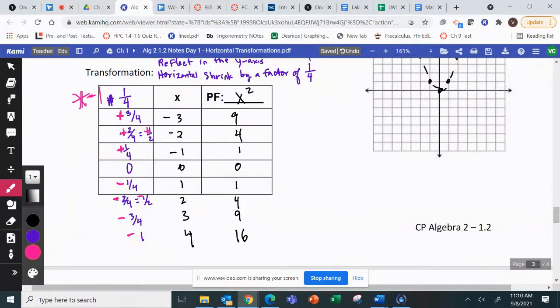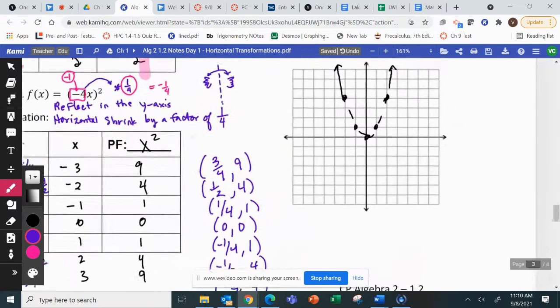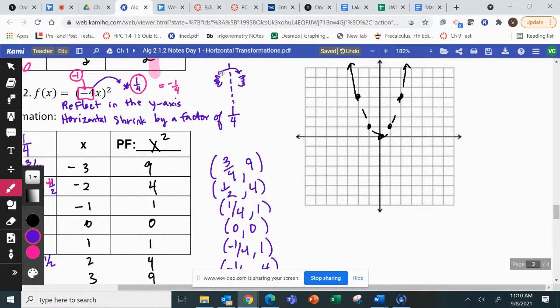So the ordered pairs I'm graphing are, I'll write them over here. 3/4, 9. That doesn't fit on my graph because my graph's not big enough. 1/2, 4. 1/4, 1. 0, 0. -1/4, 1. -1/2, 4. And -3/4, 9. That's not going to fit on my graph. So just do your best. 3/4, that doesn't fit on my graph. 1/2, 4.